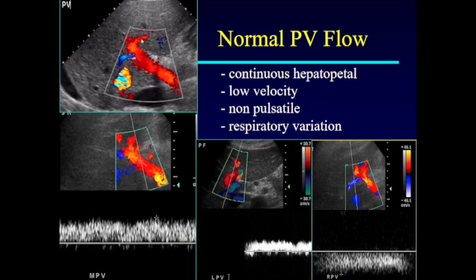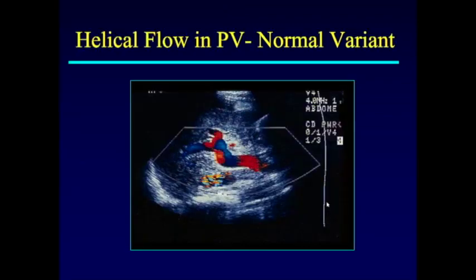So here you have the normal main portal vein as it goes into the liver. It is hepatopedal with continuous forward flow, low velocity, non-pulsatile, and there are changes with respiratory variation. Obviously, the left portal vein is also antegrade in flow, displayed above the baseline, and then the right portal vein dives deep into the right lobe, and therefore you have the flow displayed below baseline.